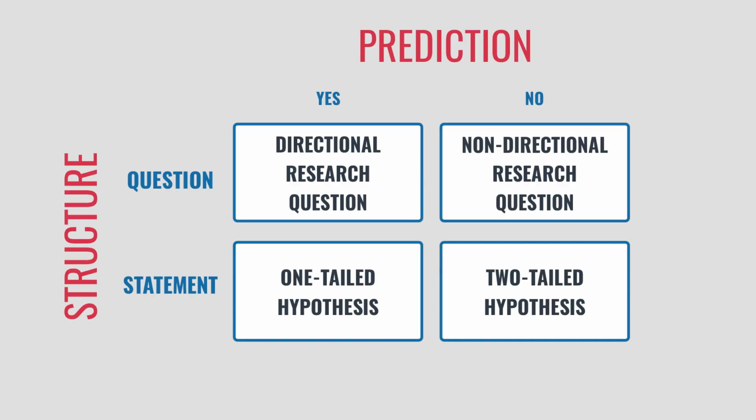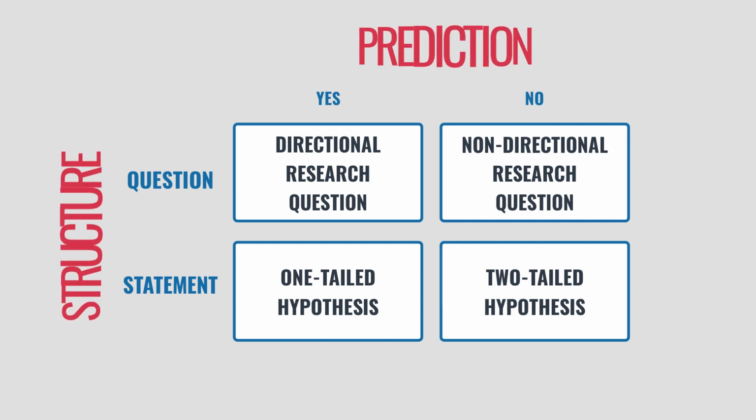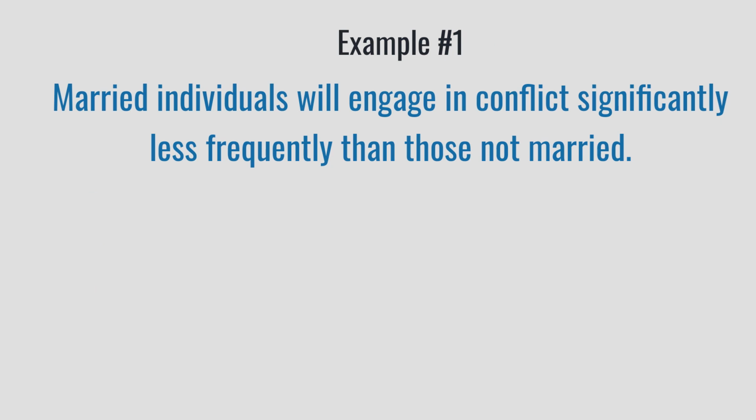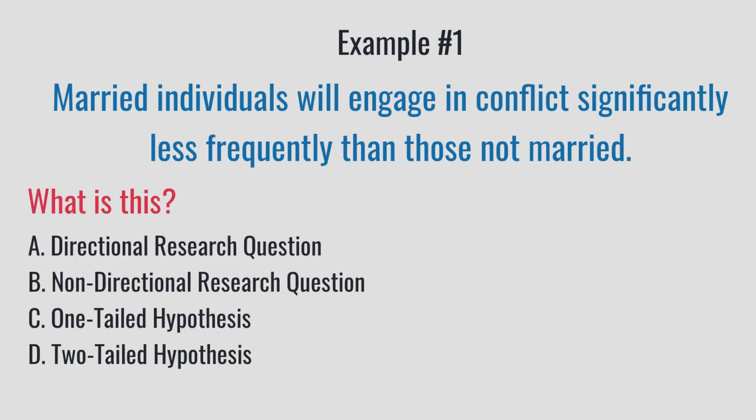As we put all of this together, we can see that the 4 types can be differentiated in terms of their structure and prediction. Let's look at a few examples. Example number 1. Married individuals will engage in conflict significantly less frequently than those not married. Which type is this? Well, first we look at the structure and notice that this is a statement, and so we determine it's a hypothesis. Second, we examine the level of prediction, and we notice that the prediction uses the word less, and therefore it's a one-tailed hypothesis.